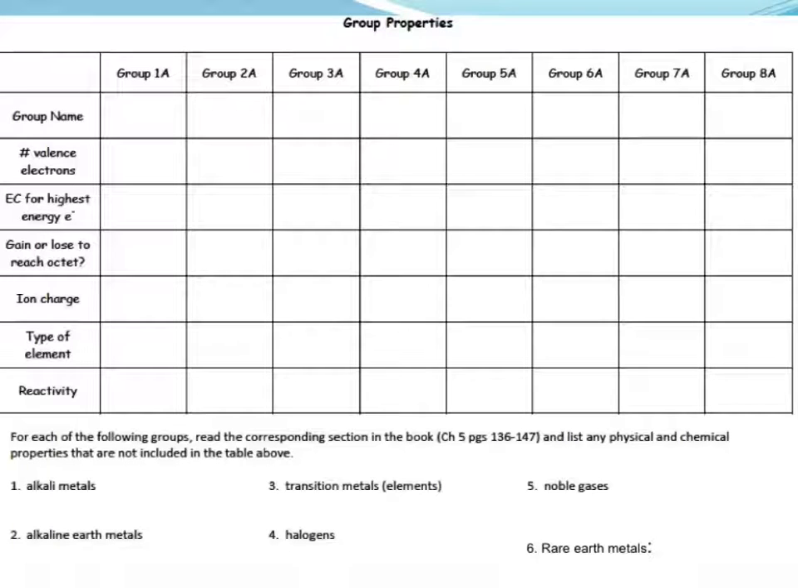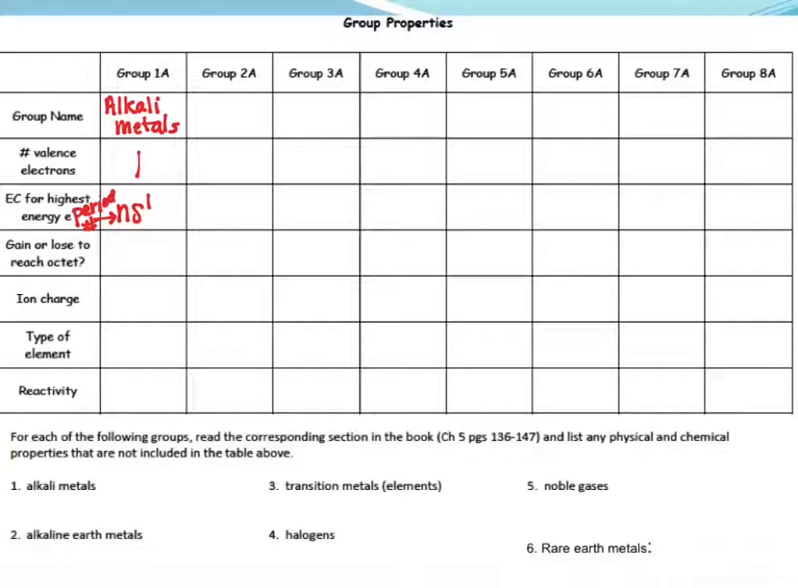Okay, so we're going to discuss these group properties. The very first group that we talked about yesterday was group 1A, and we said those are the alkali metals. How many valence electrons do they have? One. What do they all end in, their electron configuration? NS1. What does the N stand for? The period number.